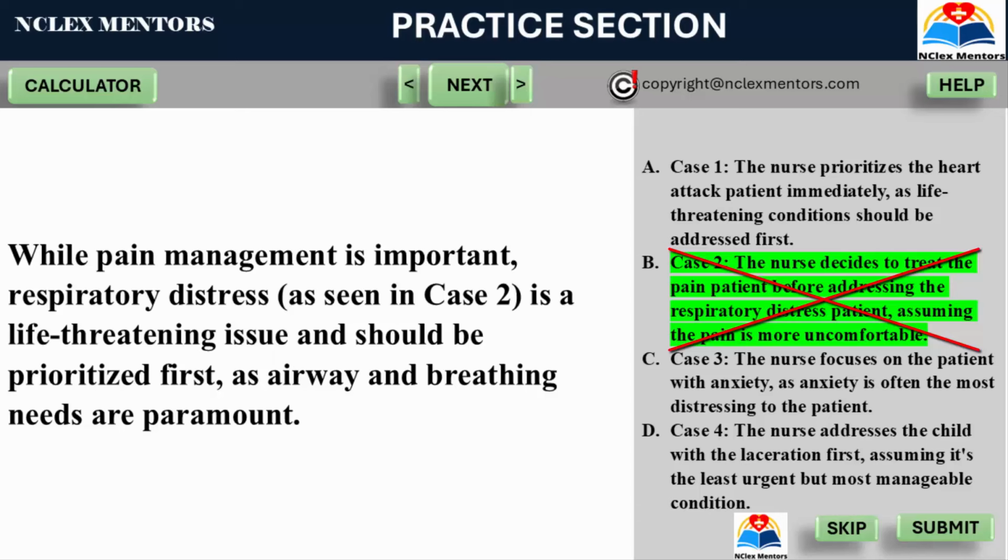Why? Respiratory distress is a life-threatening issue and should be prioritized. Airway and breathing come first in any situation. Pain management is important, but it's not more urgent than respiratory distress.